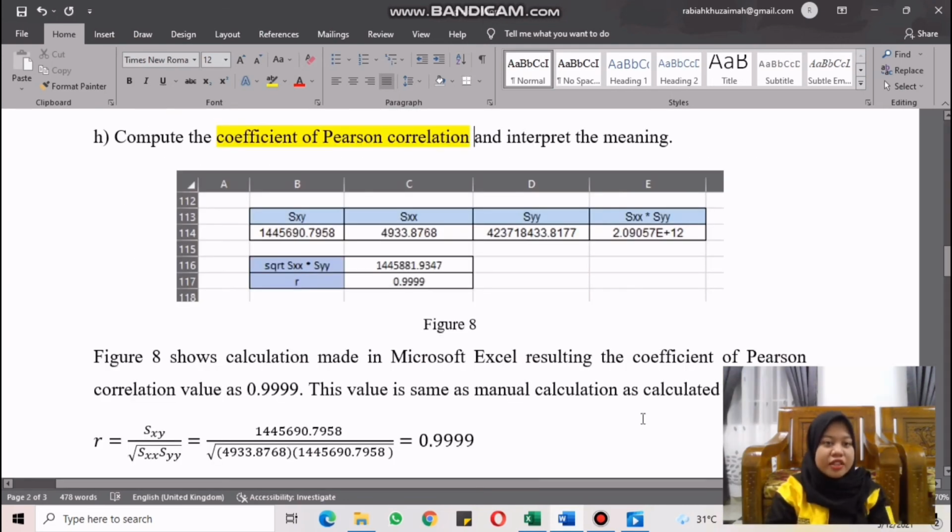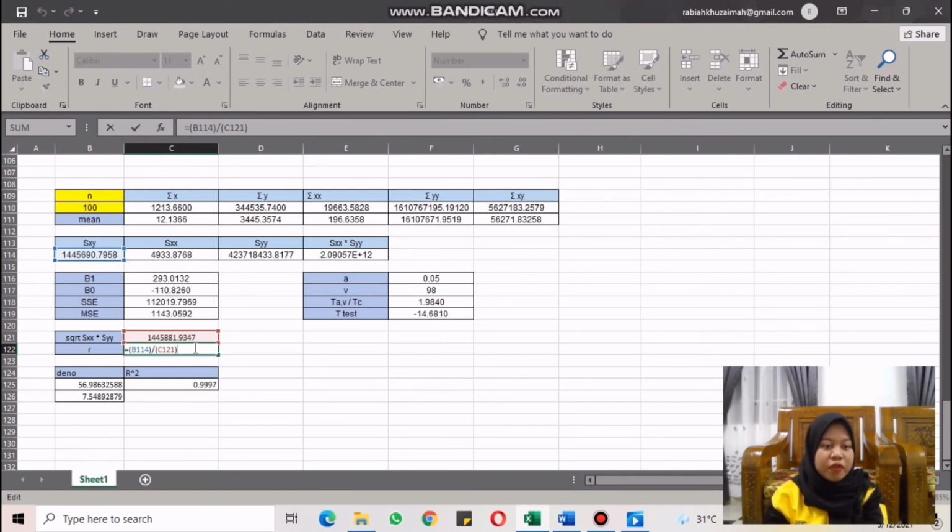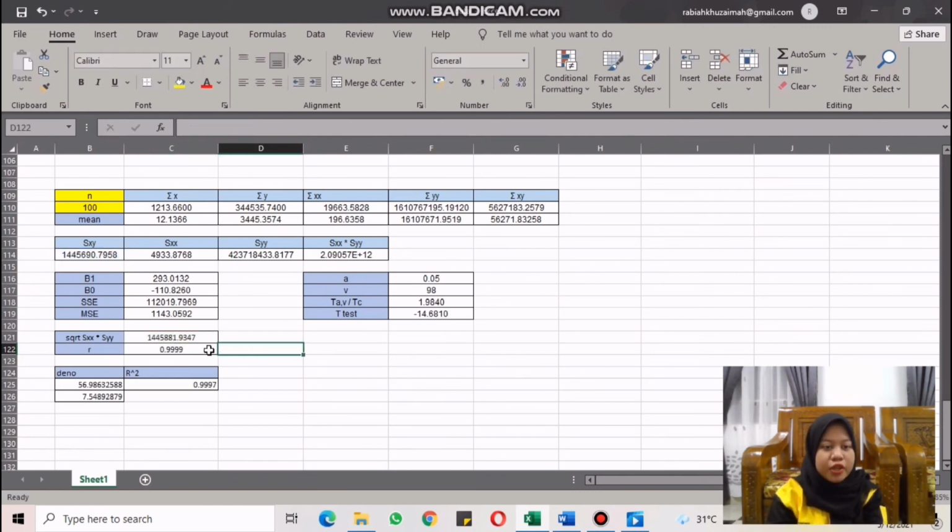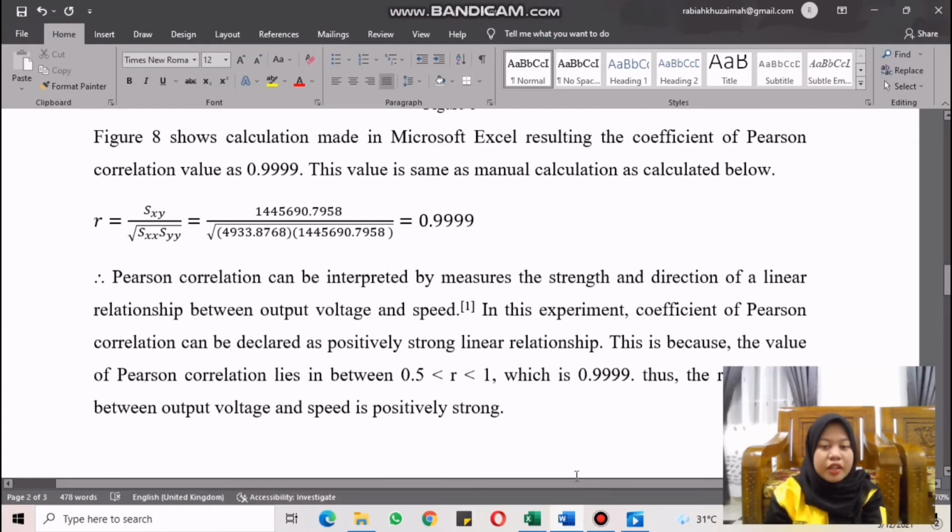Next, the question asks us to compute the coefficient of Pearson correlation, and we got the answer as 0.9999. This answer can be proven by the software calculation, and we got the answer 0.9999. It shows us that the coefficient of Pearson correlation can be declared as a positively strong linear relationship because the value 0.9999 lies between 0.5 and 1. So the relationship between the output voltage and speed is positively strong.